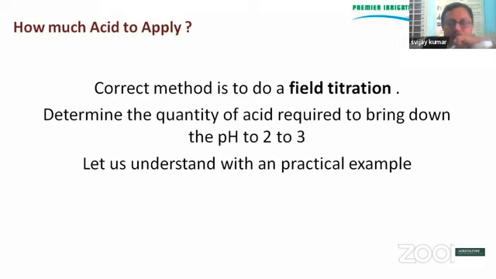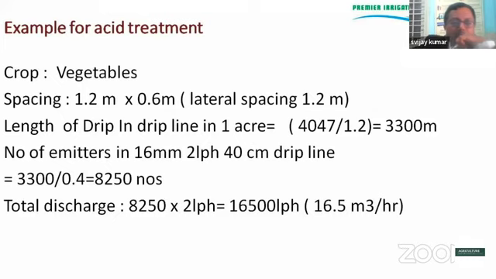So let us now understand with a small example. For vegetables, generally the inline drip irrigation system is used, and I am considering a spacing of 4 feet, or 1.2 by 0.6 meters. As all of you know, 1 acre is 4,047 square meters. If you divide it by 1.2, you will get about 3,300 meters of drip line.